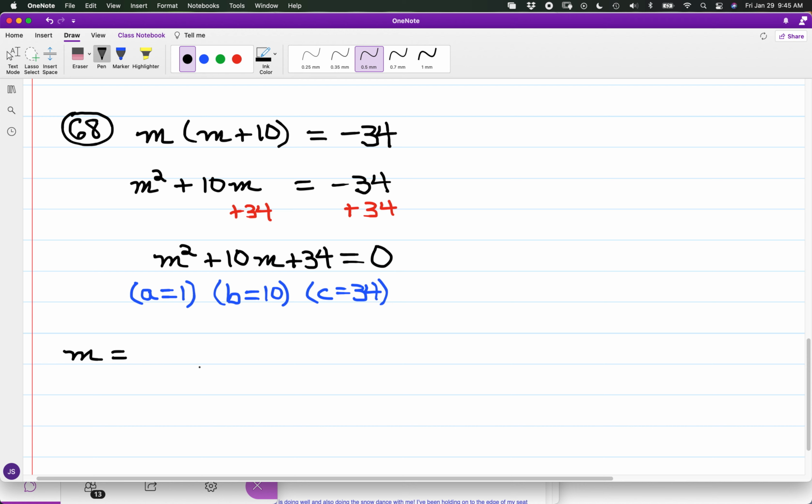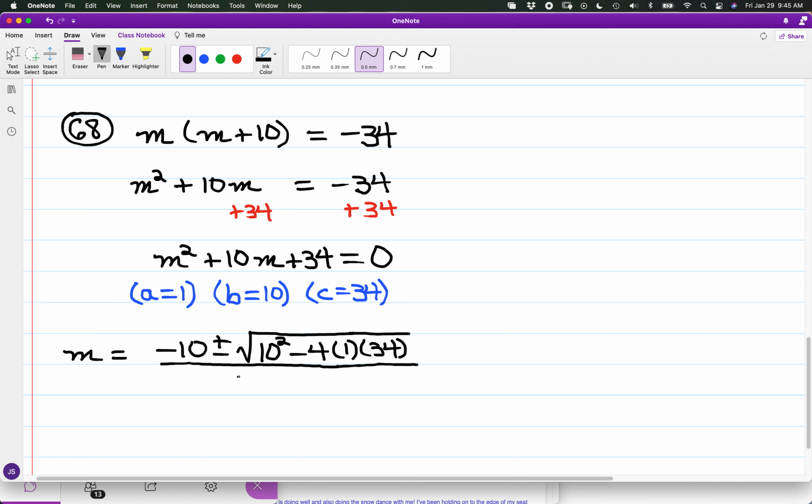So just taking what we have here, again reapplying the quadratic formula. You have negative b, we have negative 10, plus or minus the square root. b squared, we have 10 squared, and minus 4ac, so minus 4 times 1 times 34, all over 2a, so 2 times 1.